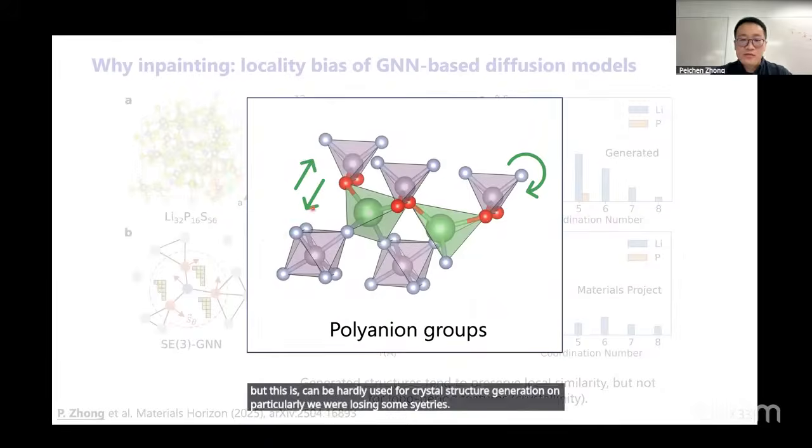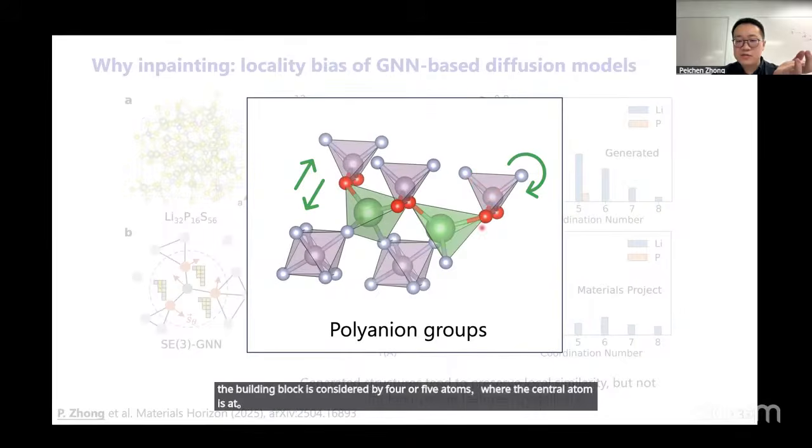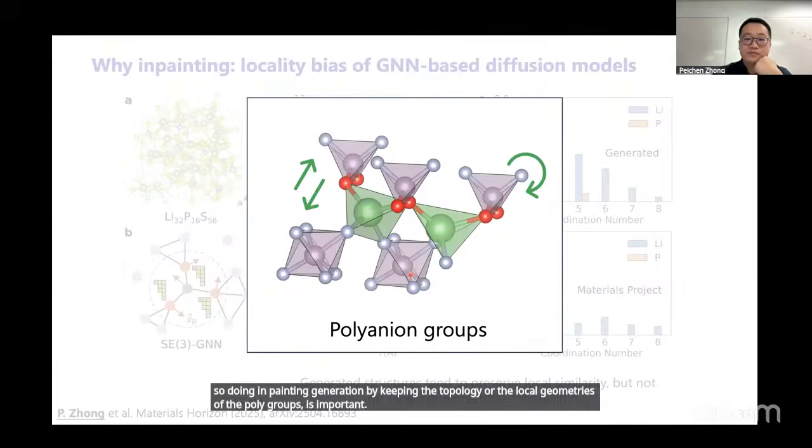Because we care about some of the battery material systems, such as polyanion groups. Polyanion groups means that the building block consists of 4 or 5 atoms, where the central atom is like phosphorus, and the neighboring atoms can be fluorine or oxygen. Their orientation or the placement of the polyanion groups is important for the properties that we care about. So doing inpainting generation by keeping the topology or the local geometries of the polyanion groups is important.